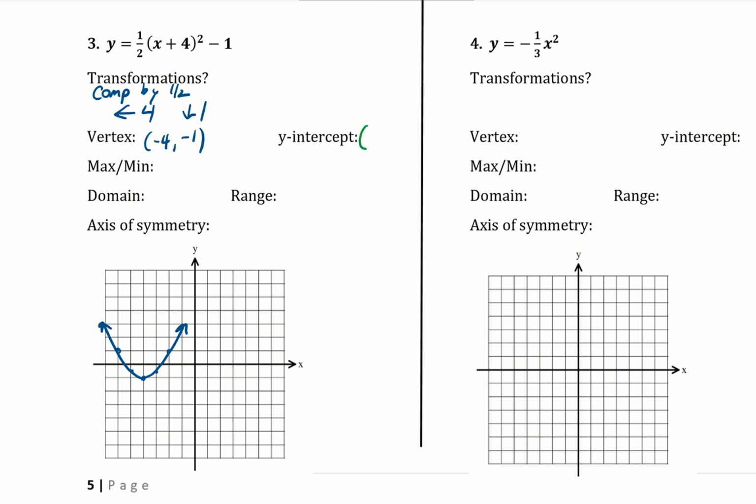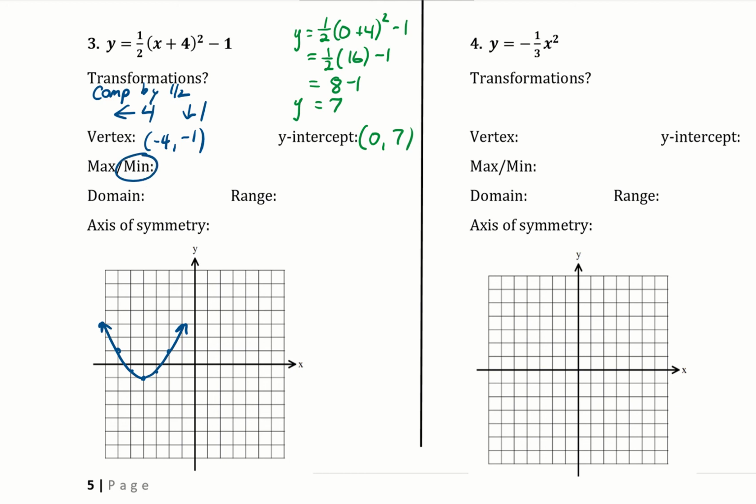Again, for the y-intercept, I don't really see it on my graph, so I'm going to go ahead and plug in 0. So when I do that, it's y equals 1/2, 0 plus 4 squared minus 1. All right, 0 plus 4 is 4, 4 squared is 16. 1/2 of 16 is 8, and 8 minus 1 is 7. So that's where the graph would cross the y-axis, is up 7.